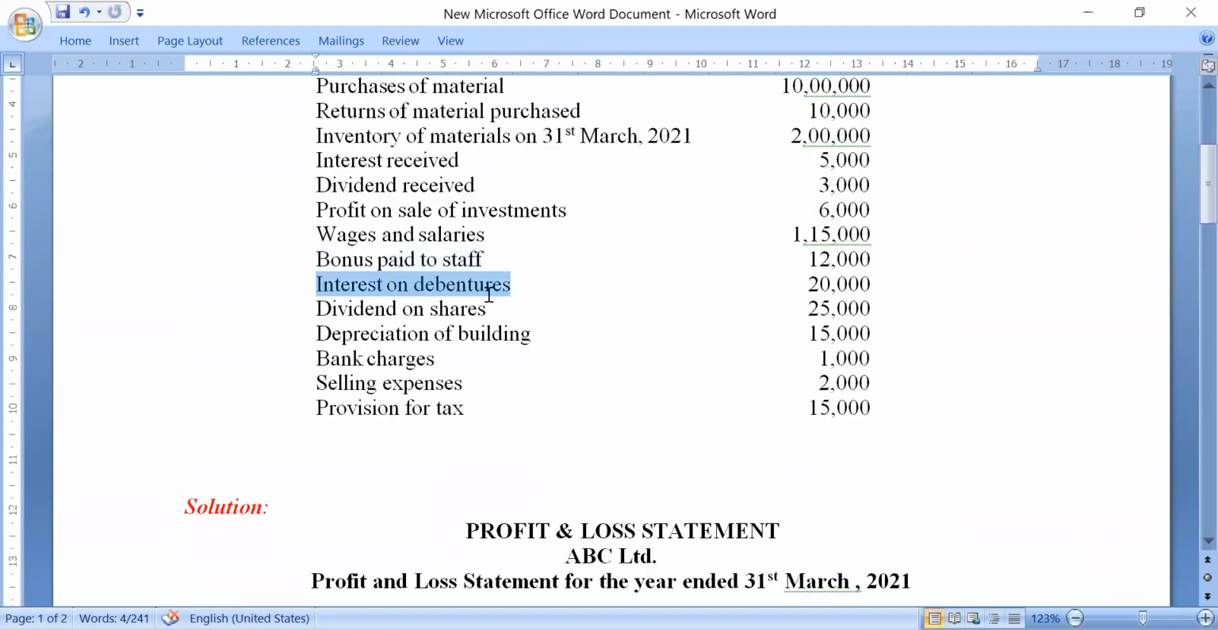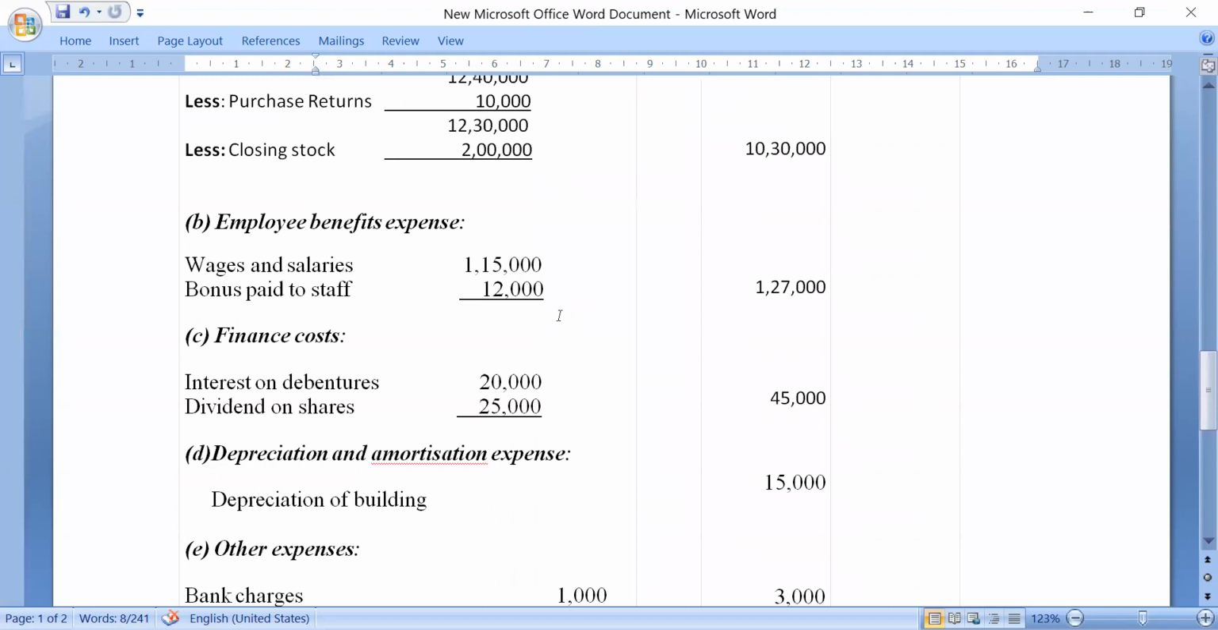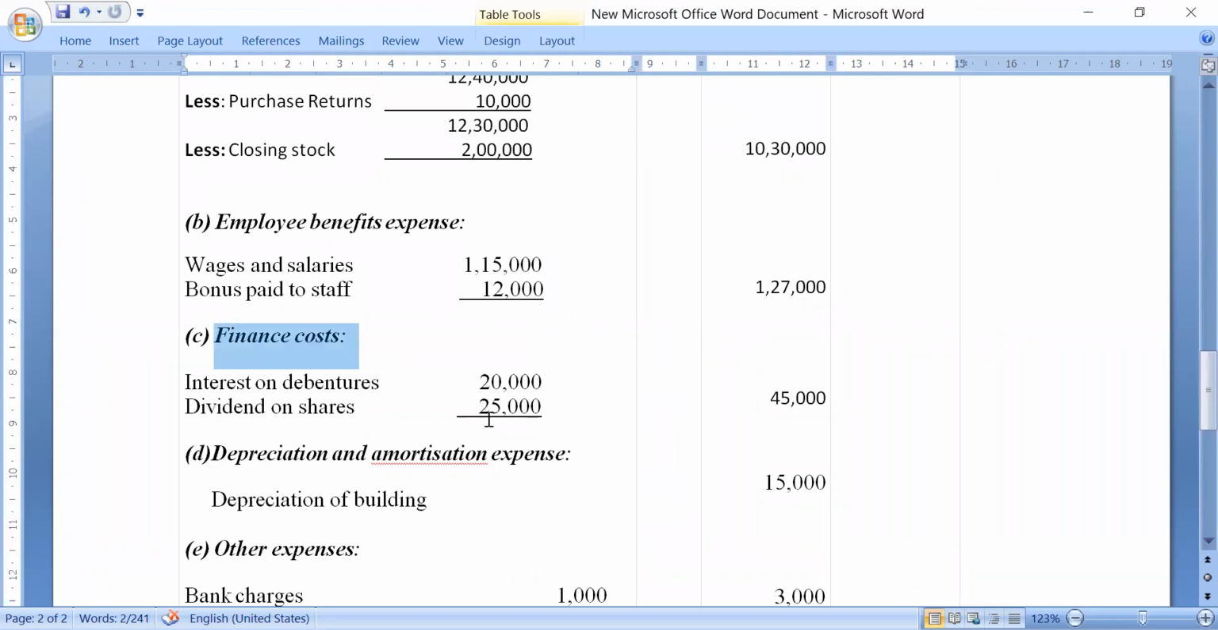Then we have interest on debentures and dividend on shares. That means this company, ABC Limited, has issued its own debentures and shares, and on that it has some financial costs. It has to pay the interest on the debentures, and it has to pay dividend on the shares. So this is a financial cost for the business, and so these 2 items will come under the heading finance cost: interest on debenture and dividend on shares.